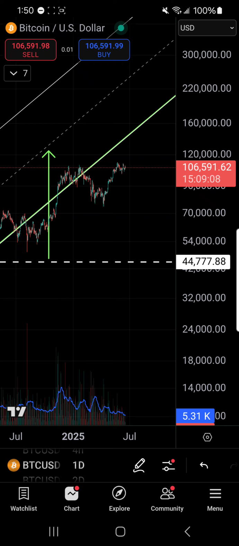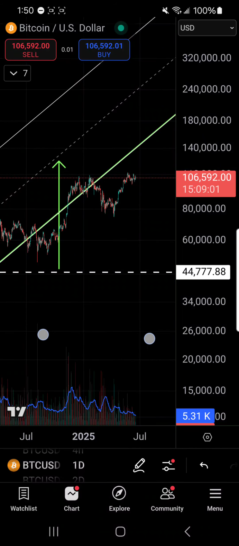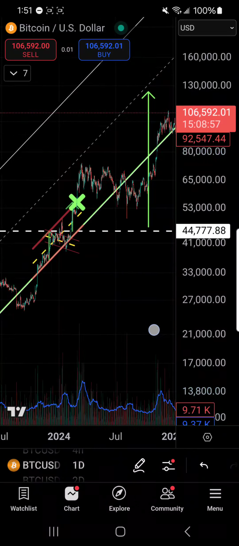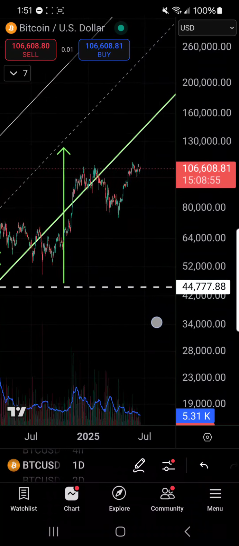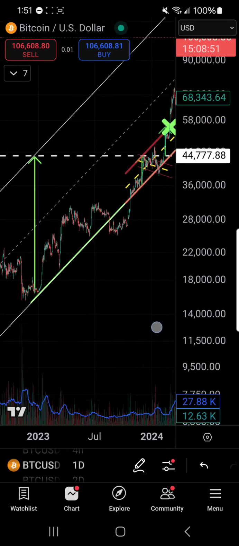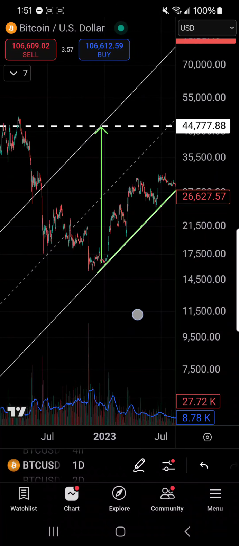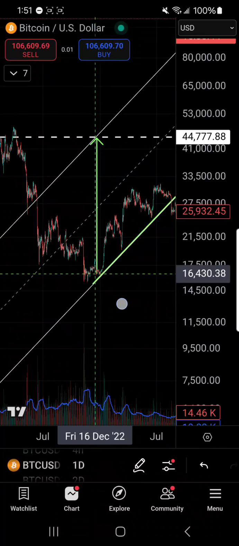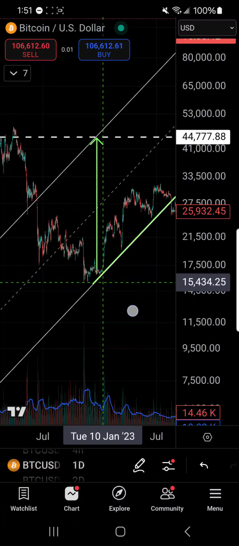Here we are looking at Bitcoin versus US dollar on the Coinbase chart. And the reason why we're looking at that is because it's the cleanest chart I have right here. So let us scroll back. We're on the daily time frame, if I did not mention that. Scroll back to the beginning of this bull rally here, the bull market.